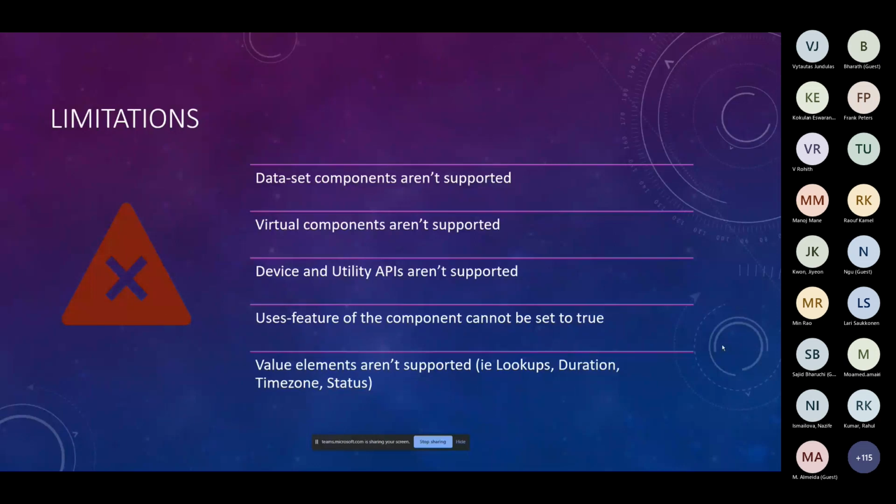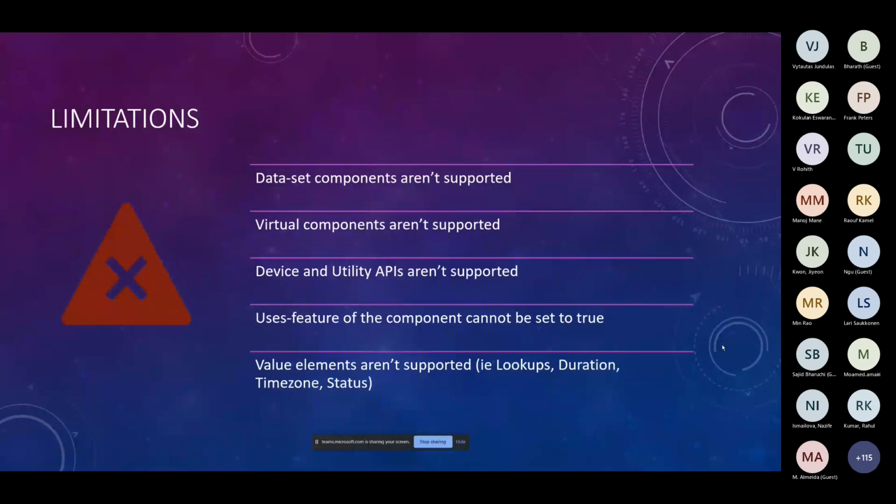But for portals, they are not supported. And again, we will try to add virtual components to see what exactly is wrong and why they're not supported. So we will see that later. Also, if you're building a component that uses device and utility APIs, it will also not be supported on the portal. So if you have it in your control manifest, unfortunately, you cannot use the code component in the portal. Same thing with uses-feature. If you define a uses-feature tag in your manifest XML file, you cannot use that component in the portal.